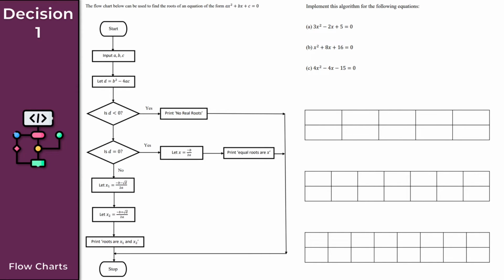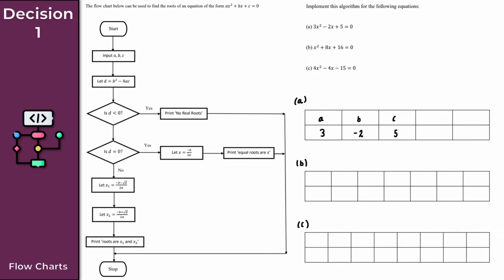Right, let's get started with part A. For part A, I've got this quadratic equation: 3x squared minus 2x plus 5 is equal to 0. This trace table is for part A, this one is for part B, and this one is for part C. But let's go back to part A for now. To get us started, we input A, B, and C. Along the top row, we have A, then B, and then finally C. So what are A, B, and C here? A is 3, B is minus 2, and C is 5. That step is complete.